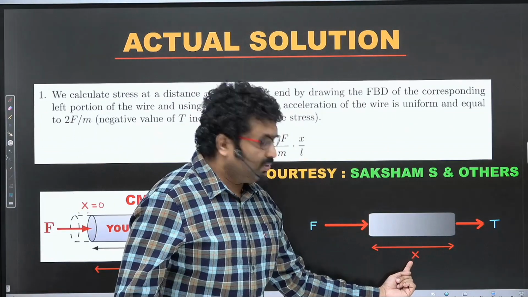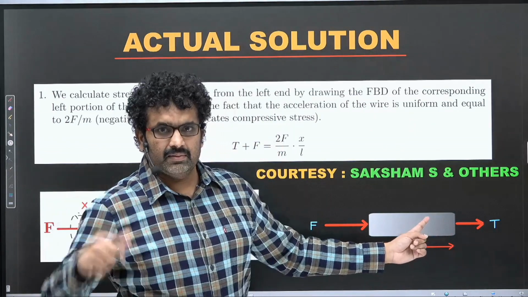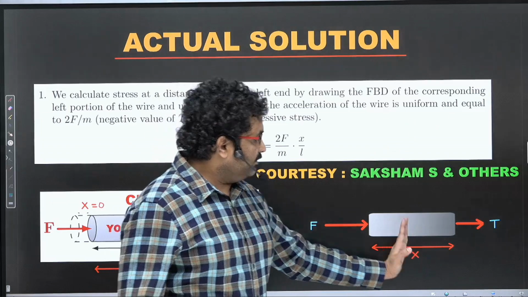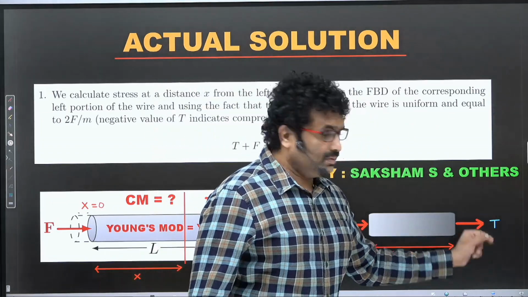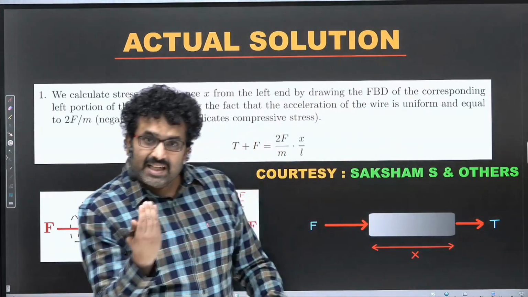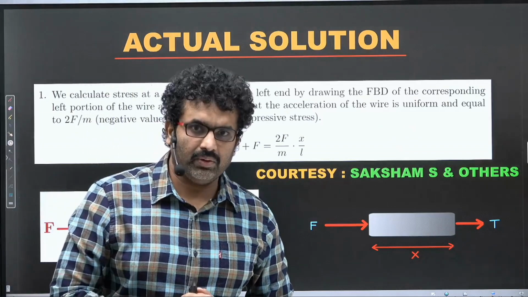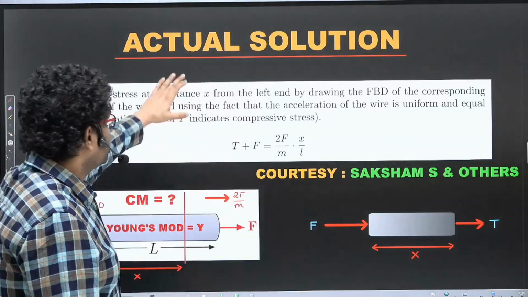Where x is equal to exactly L by 2, in the middle, tension becomes 0, like in the previous slide that I have shown. And if x is greater than L by 2, the tension would be trying to expand the rod, and if x is less than L by 2, tension will try to compress the rod. This is what we have already found out, and the same thing can be done using the mathematics here.